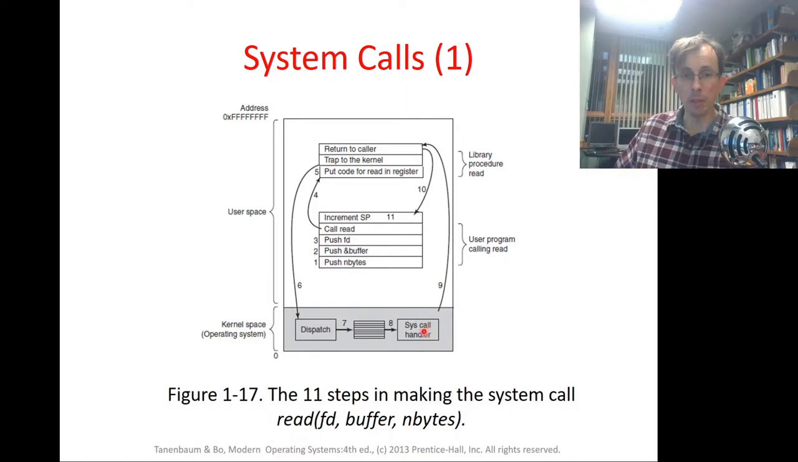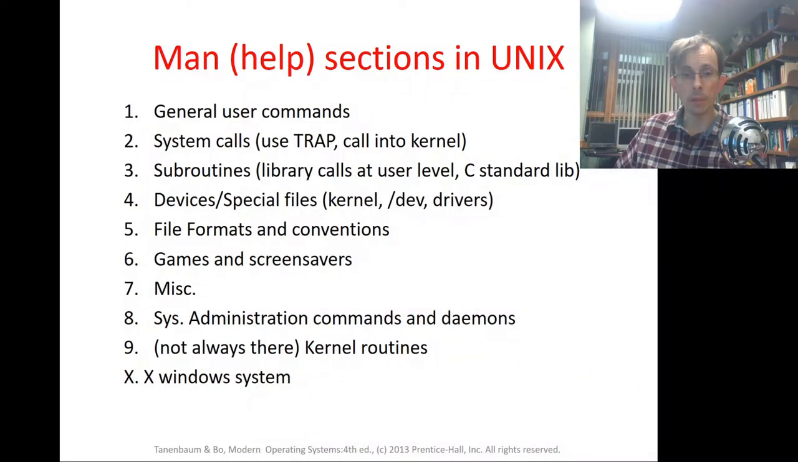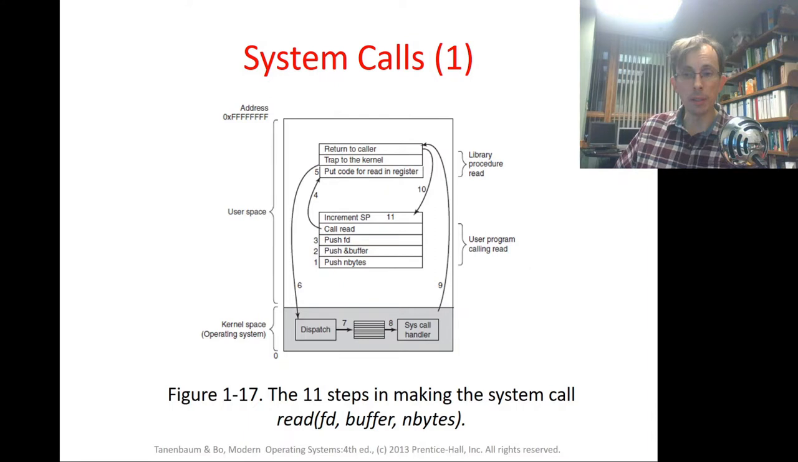That's what that handler does, and then at step 9, control is handed back to the user space library procedure, following that trap instruction, whatever comes next, and then the procedure returns to the user program, keeps moving on like it did with the rest of the routine, and then it returns to whoever called it. The user program cleans up the stack in step 11, incrementing the stack pointer enough to remove the parameters for the read call and moves on with life, basically.